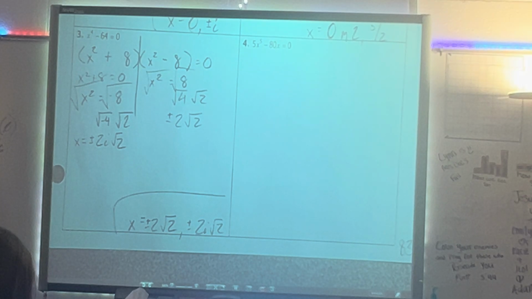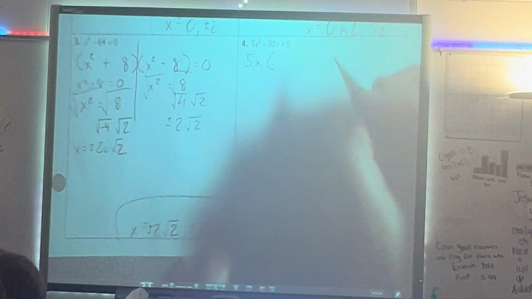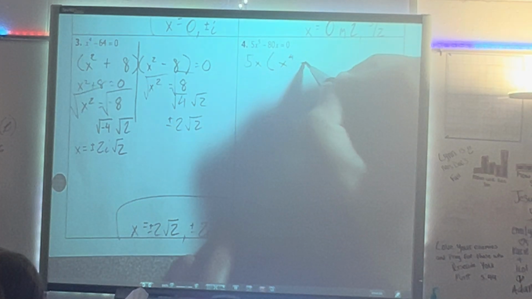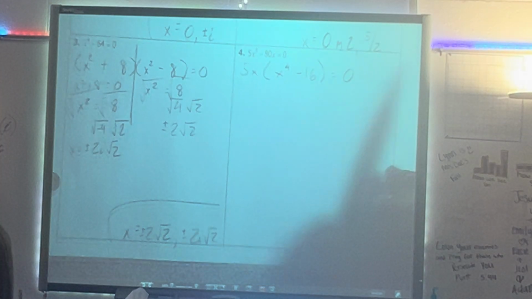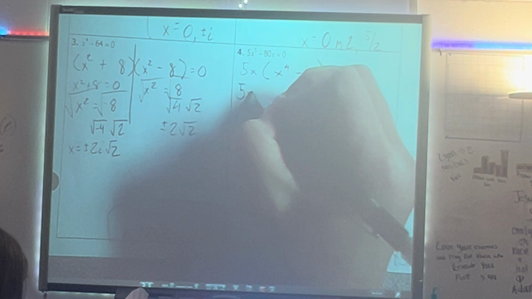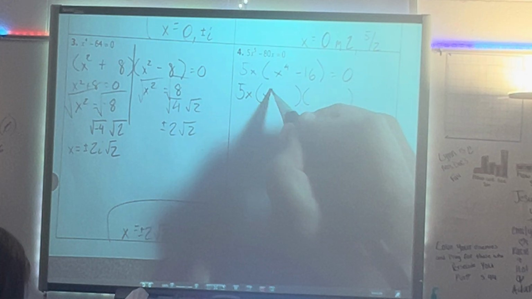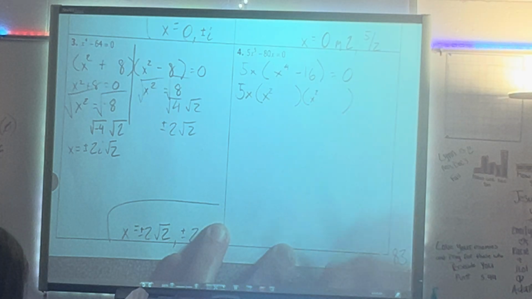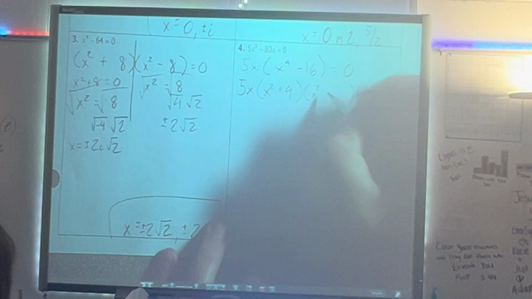What can I do? Take out 5x, okay? So when I take out 5x, that's going to leave me with x to the 4th minus 16. All right, what am I going to do with x to the 4th minus 16? It's a difference of squares. So 5x stays, it still has to be there. All right, so this is going to be x squared and x squared. What's going in there? Plus 4 and minus 4.